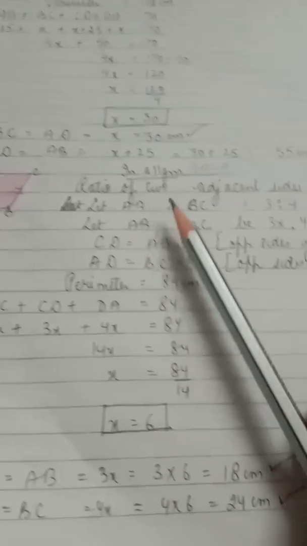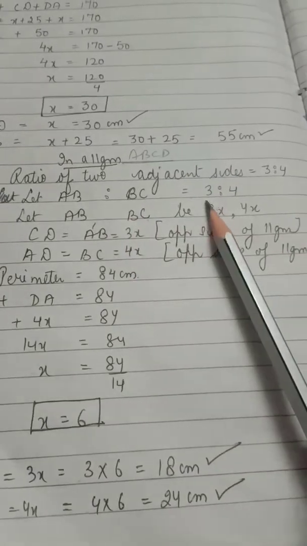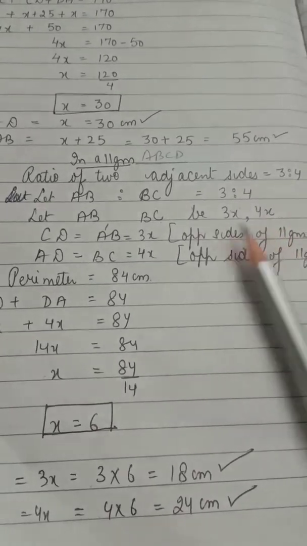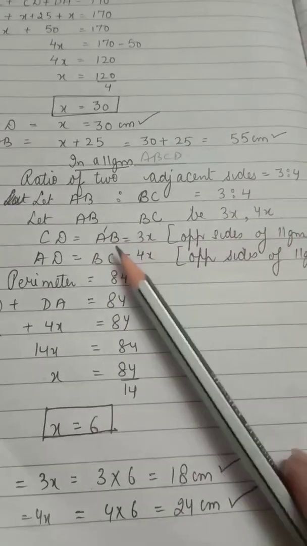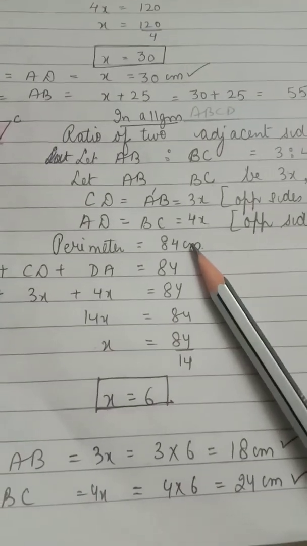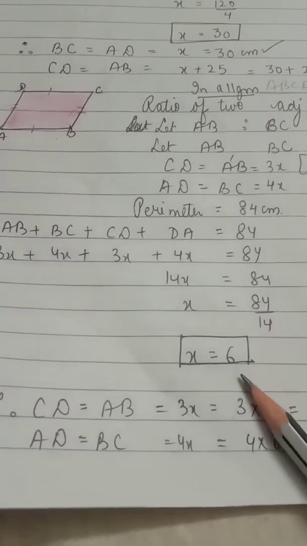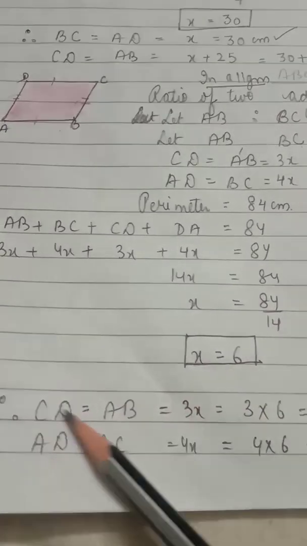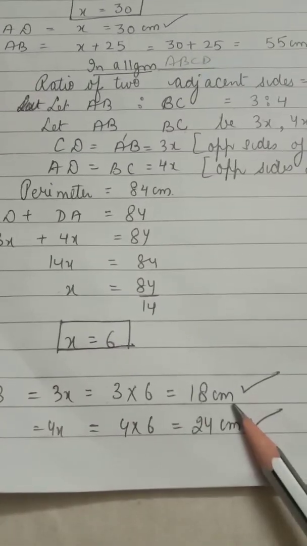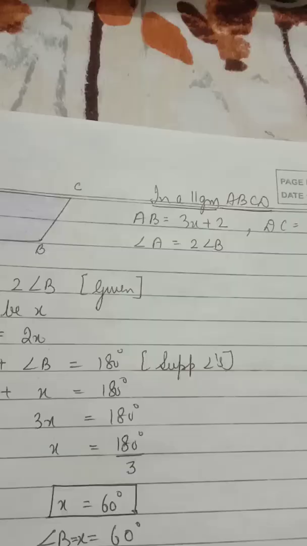In question 4, they have given you the ratio of two adjacent sides as 3:4. Again the process will remain same. You take them as 3x and 4x, and the opposite sides are equal. So two sides will be 3x, 3x, other two sides will be 4x, 4x. Perimeter given as 84. Again perimeter is sum of all the sides. You get the value of x as 6, and two sides will be 3x, that is 18 and 18. Other two sides will be 4x, that is 24 and 24.